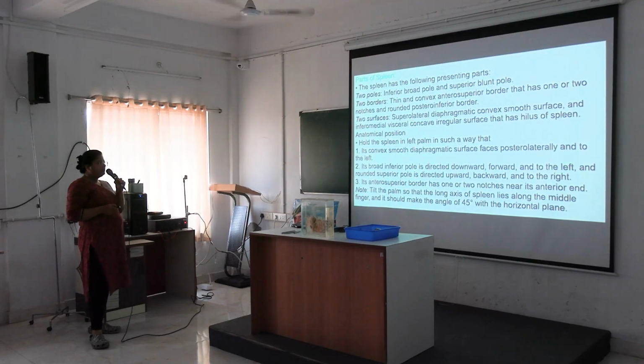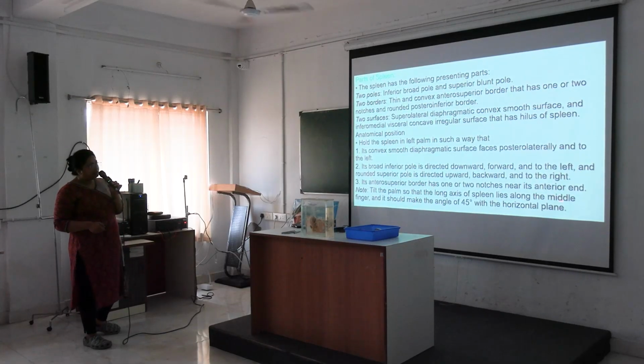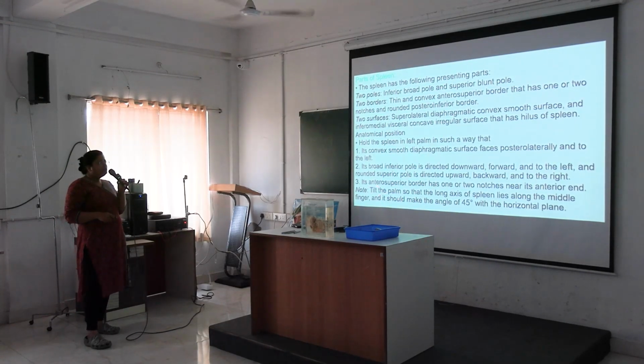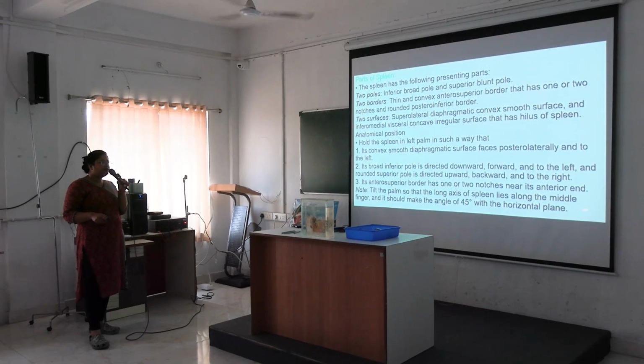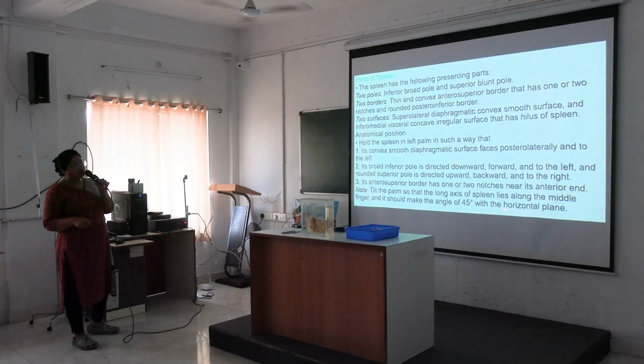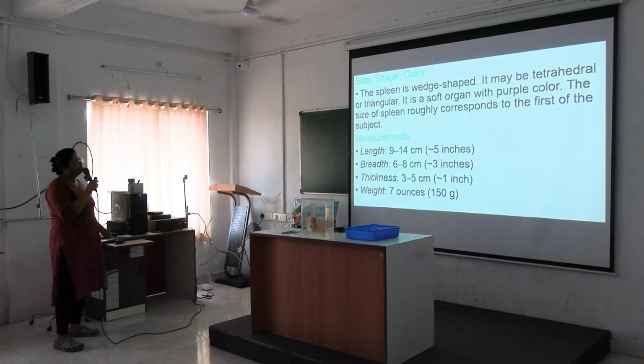The antero-superior border has one or two notches at its anterior end, and you have to tilt the palm so that the long axis of the spleen lies against the middle finger, and it should take an angle of 45 degrees with the horizontal plane. So now we go to size, shape and color.